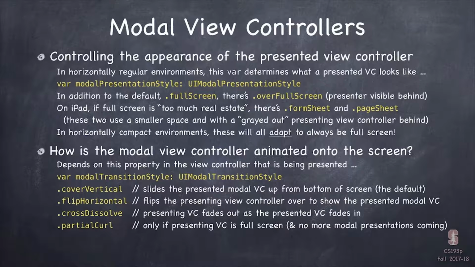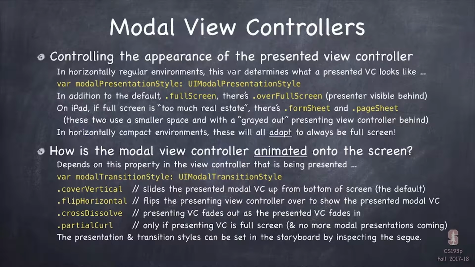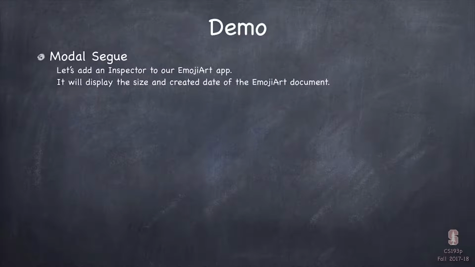You want to be careful not to have your UI be too tricky. You want it to feel like other UIs, so we tend to leave that one cover vertical most of the time. Both of these styles, the presentation style and the transition style, can be set in the storyboard. You just inspect the segue that you created by control dragging, and in the inspector there you can set these things. All right, so we're going to do a demo here.